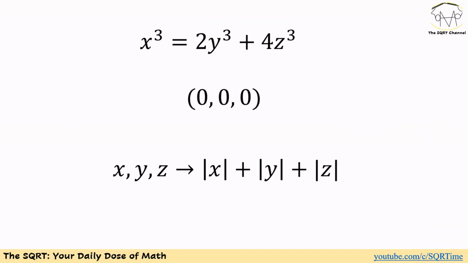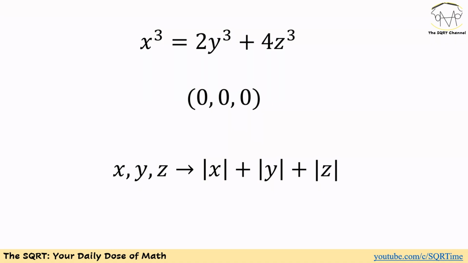To solve this problem, let's start with the obvious answer. 0 for x, 0 for y, and finally 0 for z is going to be an answer for this equation. Now the question that we need to answer is, can we find any other answer for this equation or not?